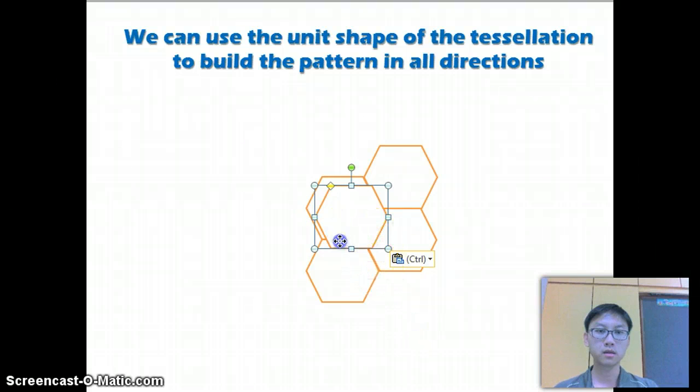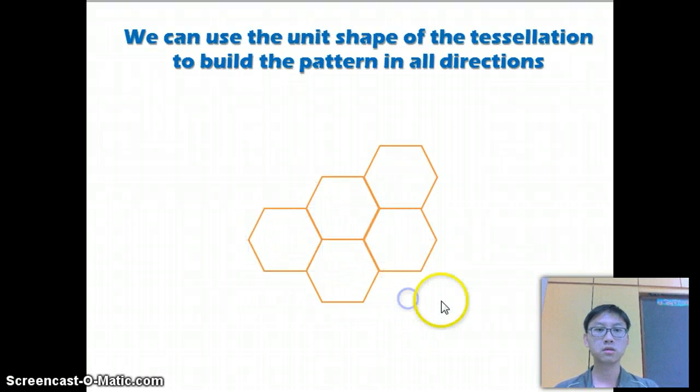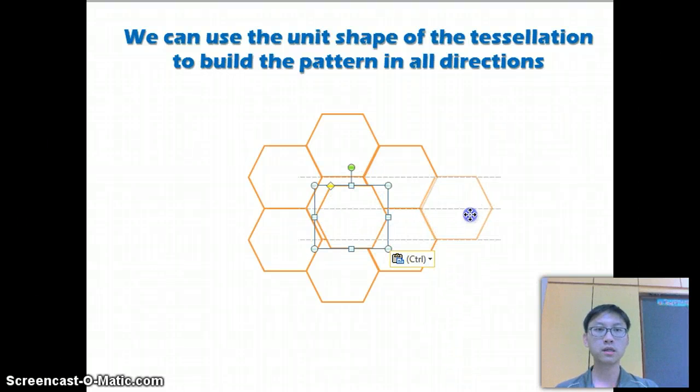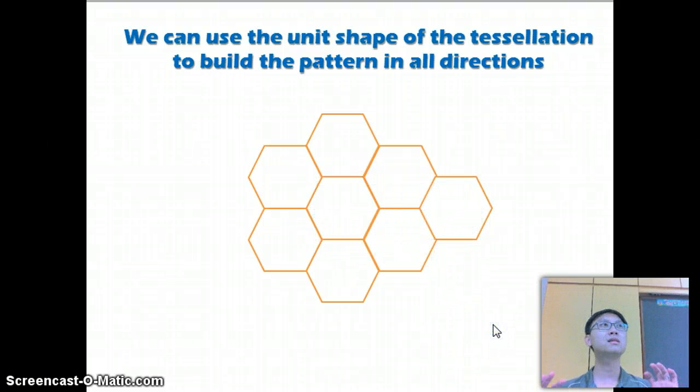Alright, so I'm actually building my tessellation in all directions. If you look carefully, see that I'm making a beehive. See? So I can continue. Now the interesting thing about tessellation is that there is no limit to tessellations. You can keep on building and building and building. So it doesn't stop.